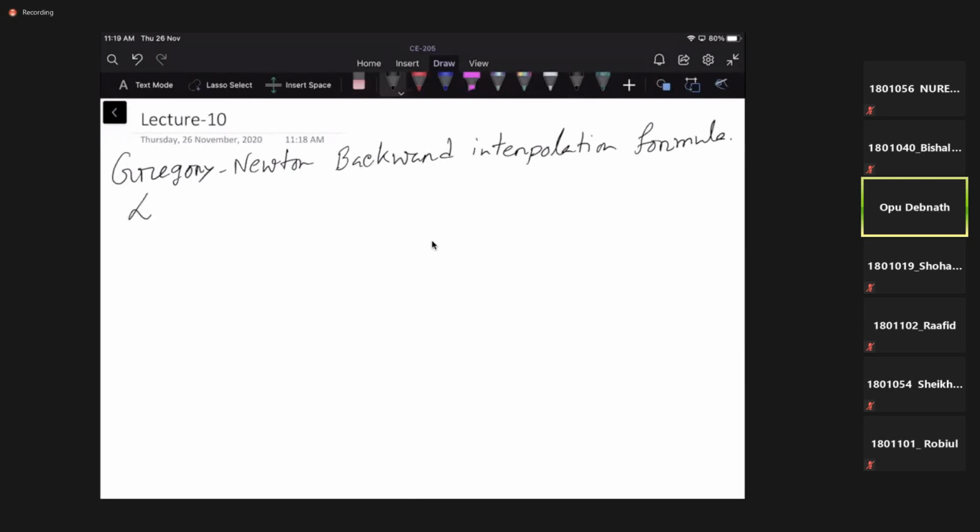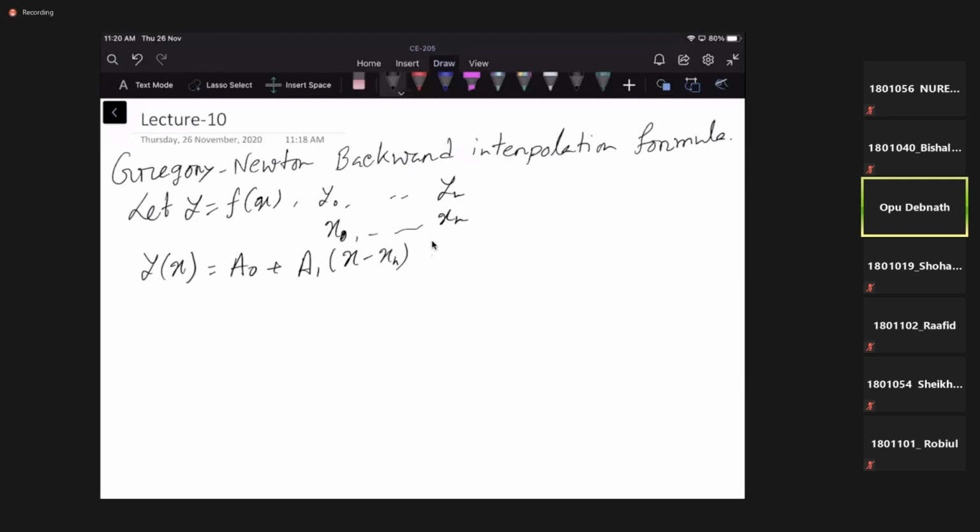First we will take a function y is equal to f of x, such a common function, in which the different values of x and y are y0 to yn, corresponding to x0 to xn. Okay, so for this function we should start in the polynomial form as previously: y is equal to yx is equal to a0 plus a1 (x minus xn).